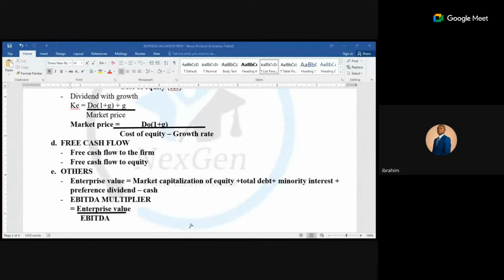So when you discount the cash flow to the present value using either the weighted average cost of capital or the cost of equity, you determine the present value of the business. That present value of the business is the value of the business. Class.